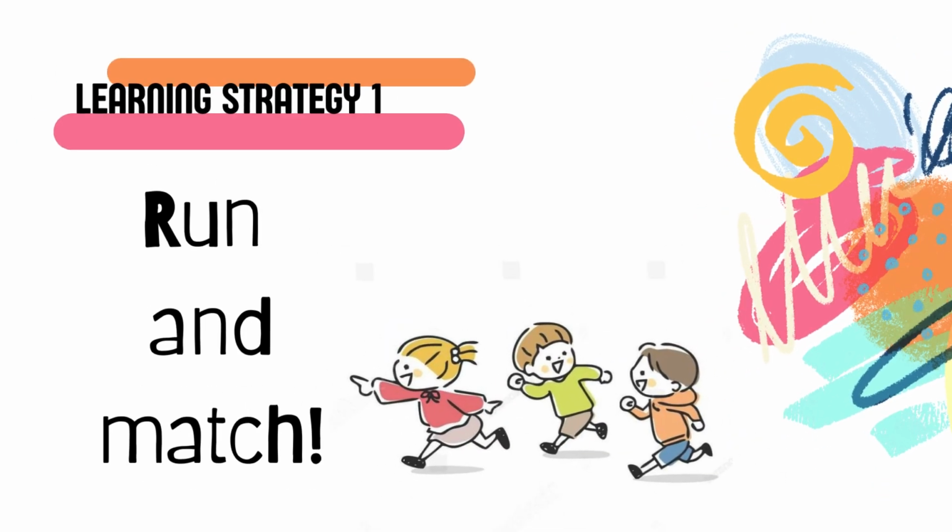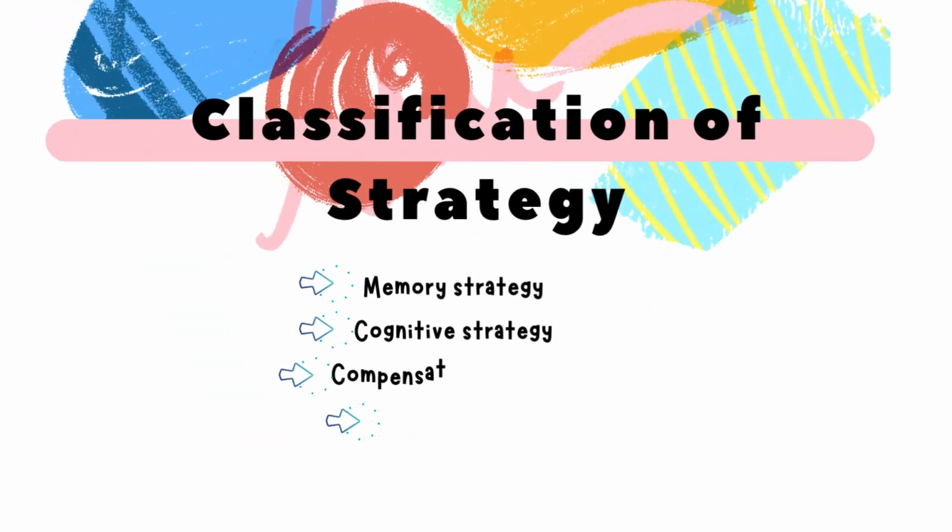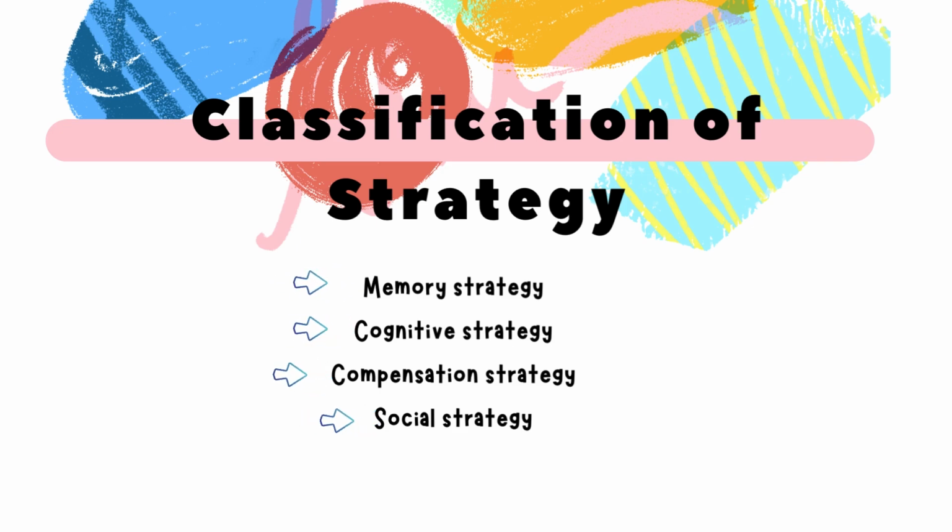Learning strategy 1. Run and Match. Classification of strategy for learning strategy number 1. There are 4 main strategies for this learning strategy. The first one is memory strategy, where people link keywords from occupation to a familiar image. Next is cognitive strategy, where people can analyze the context or given clues to logically deduce the occupation being described, and people can observe various examples of occupation accordingly.